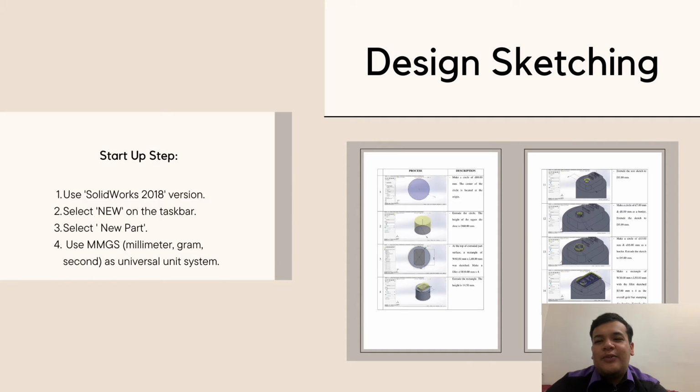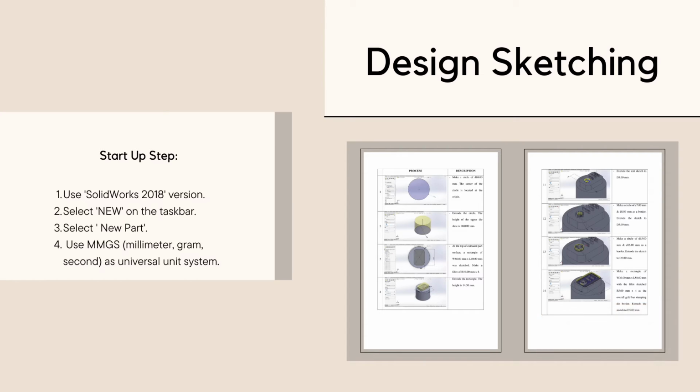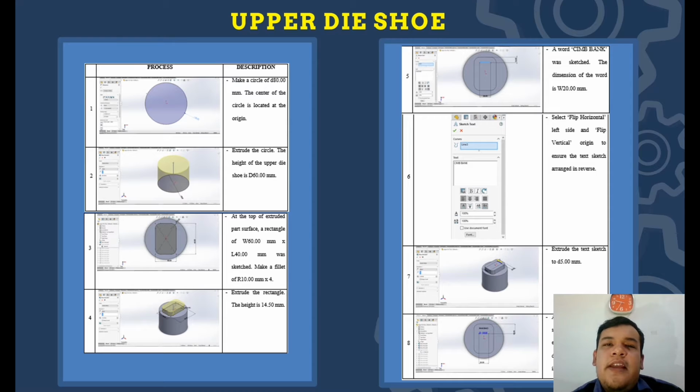Next, I would like to tell about design sketching. The startup steps are: use SolidWorks 2018 version, select new on the taskbar and use MMGS mm/gram/second as the universal unit system. This is the upper die shoe sketching step. The important method of doing this is the sketching of the text on the face of the stamping die. The text needs to be flipped horizontally.